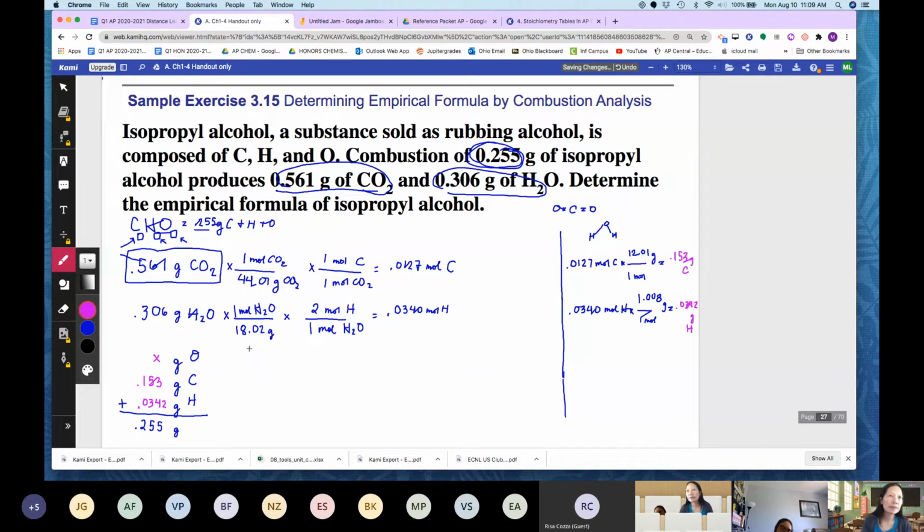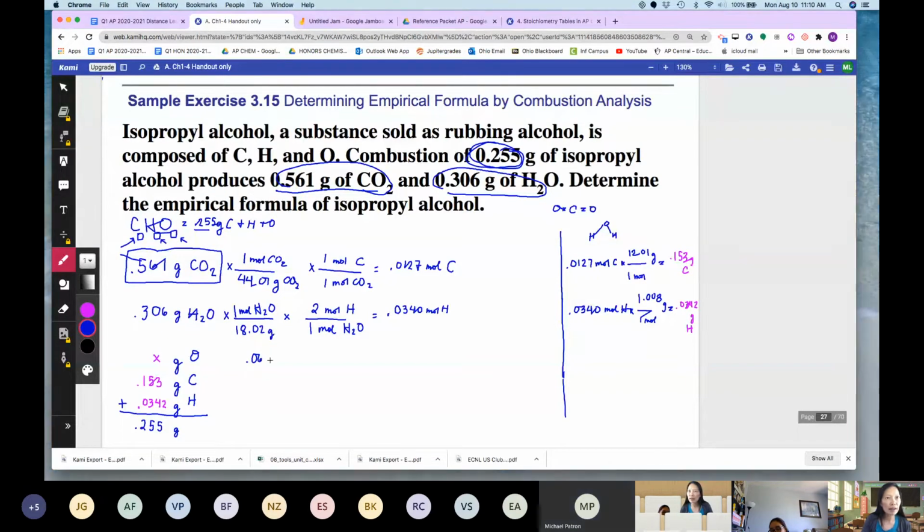So what's that? 0.068. 0.0678, right? Of O. Yeah. So that's oxygen, single oxygen, right?